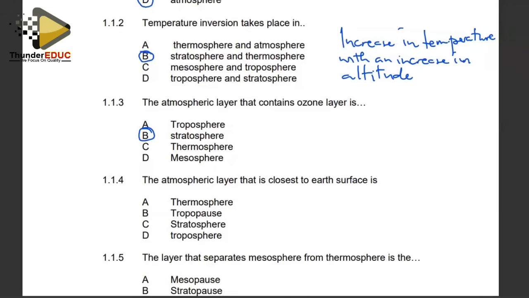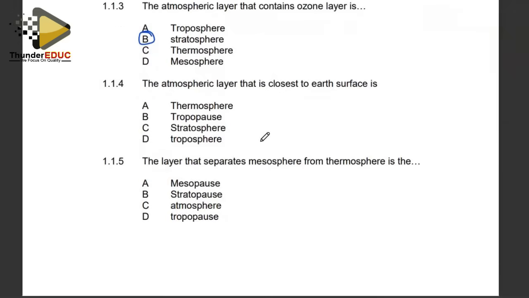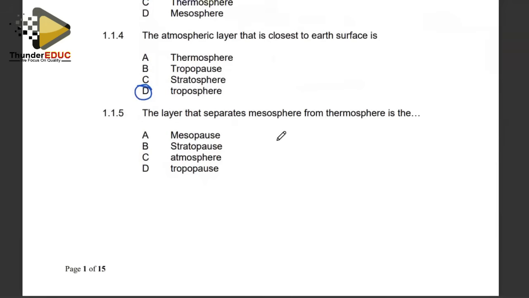All right, moving on to the next question. The atmospheric layer that is closest to the Earth's surface. From the Earth's surface, we start with the troposphere. I think that is clear. The layer that supports life.